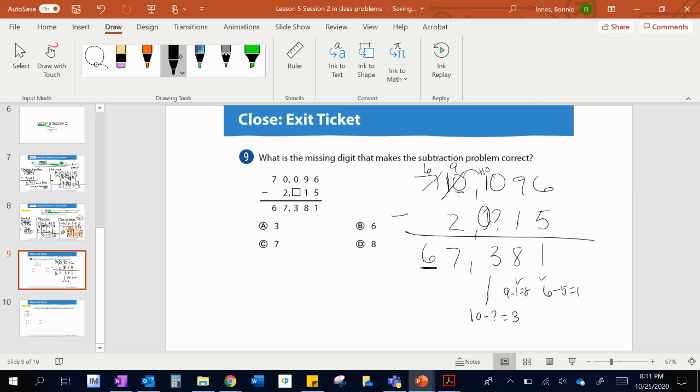And then everything else, 9 minus 2 is 7. That's true. And bring down 7. So I know that this answer is 7 because 10 minus something equals 3. And the answer is 7. 10 minus 7 equals 3.